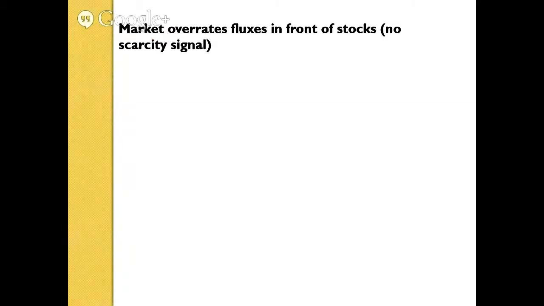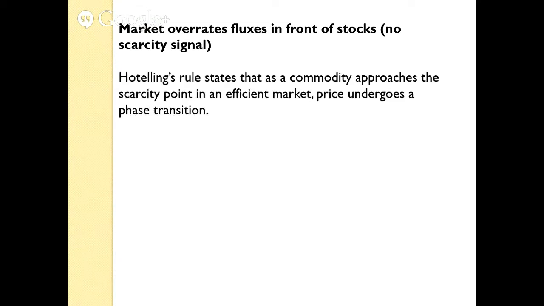The market overrates flows in front of stocks. There is no scarcity signal. So there are several studies saying that an efficient free market, a market which is really efficient, signals the point at which a commodity approaches a scarcity point. As you get closer and closer to the point at which something becomes scarce, there is a rule called Hotelling's rule, which describes a transition phase.